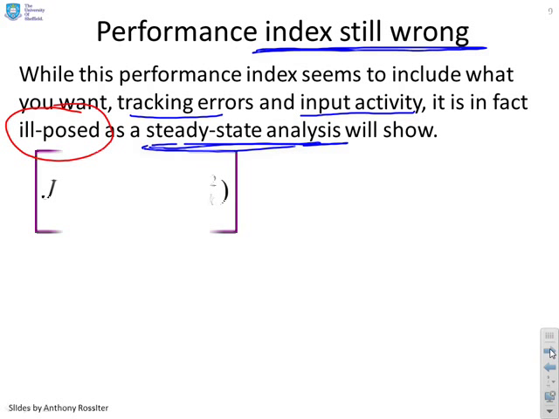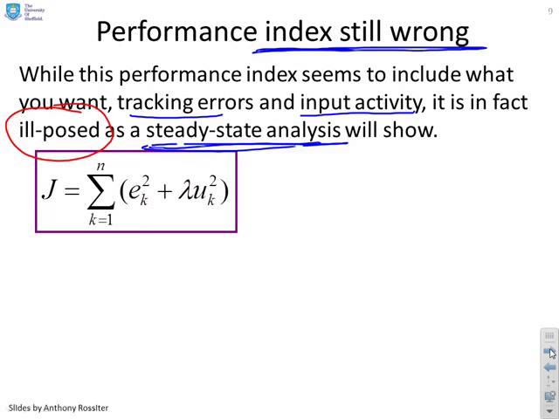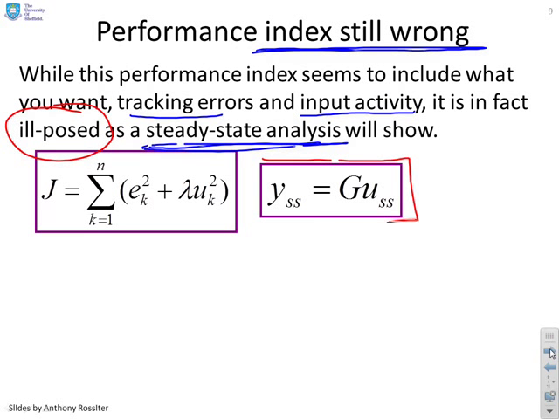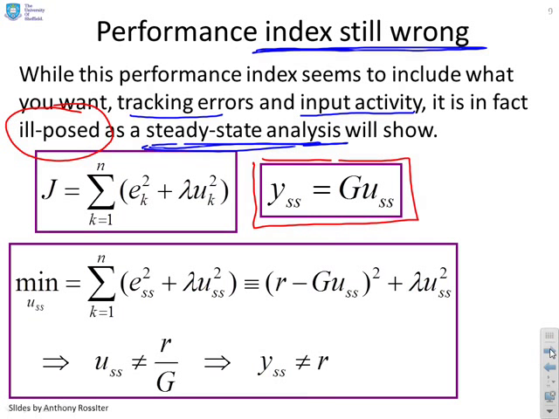There's my performance index, the sum from 1 to n of e_k squared plus lambda u_k squared. Now I'm going to assume that I'm at steady state. So y_ss equals G u_ss, that's what's going to happen at steady state. And I'm going to say what happens if I put in the steady state values. So I minimise over the steady state input, e, the steady state errors, plus lambda times the steady state inputs, and I substitute in what I've got here, y_ss equals G u_ss.